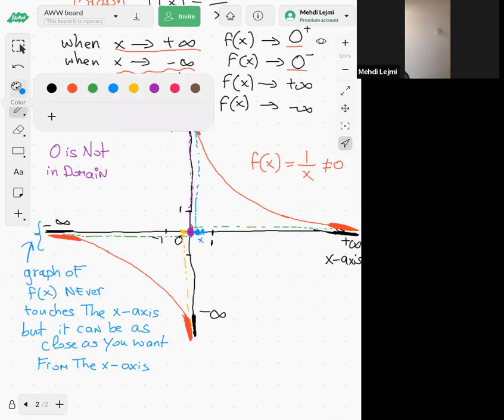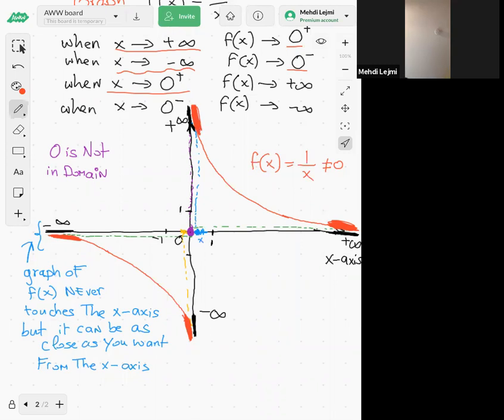So yeah, same thing applies here, right? When x is positive infinity, same thing here. It never touches the y-axis. Here, same, never touches the y-axis. It's getting as close as you want from the y-axis, but it never touches the y-axis. All right.